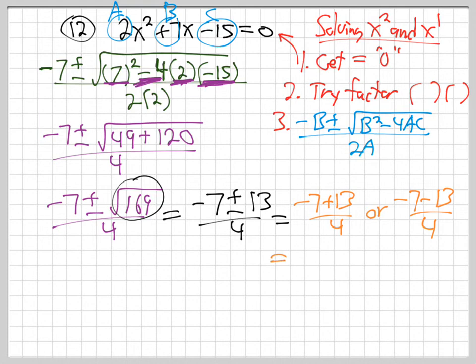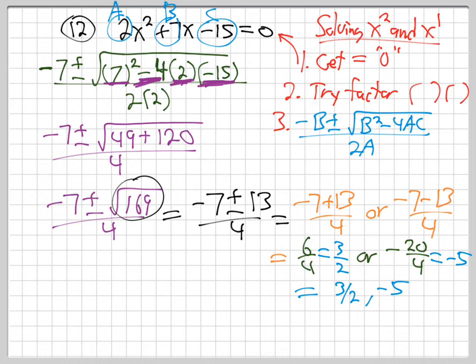Just use your calculator. That is 6 over 4 or minus 20 over 4. And then you just reduce those. This reduces to 3/2. This is just -5. So our two answers are 3/2, comma, -5. And we could have done that by factoring. But I think the quadratic formula is sometimes easier than difficult factoring anyway.